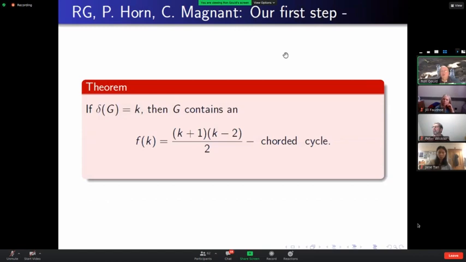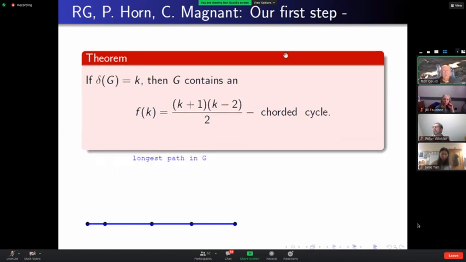All right, with Paul Horn and Colton Magnet, our first step was the following theorem. If we had minimum degree k, then G actually contains an f of k chorded cycle. So a strengthening of the Ollie-Staten result. The proof looks a lot like what I showed you from the Zipser observation.